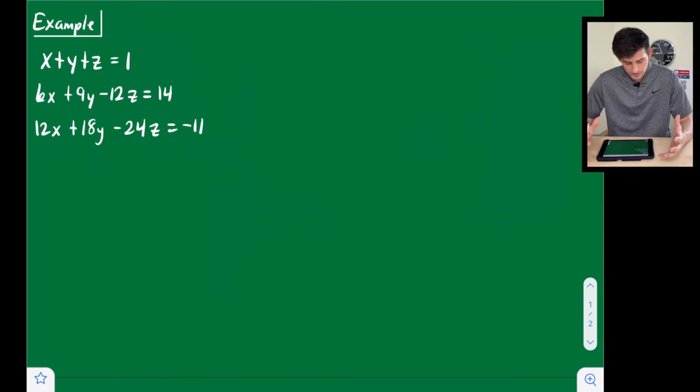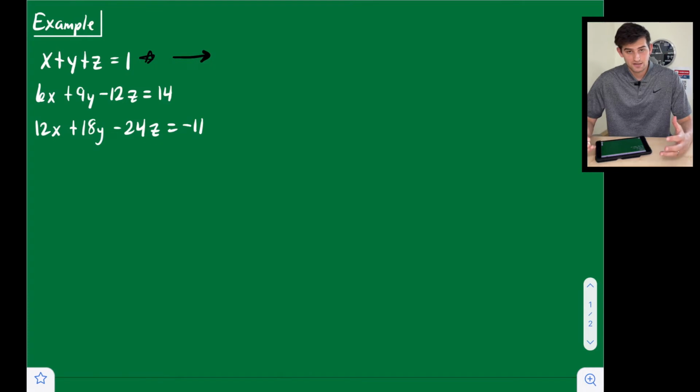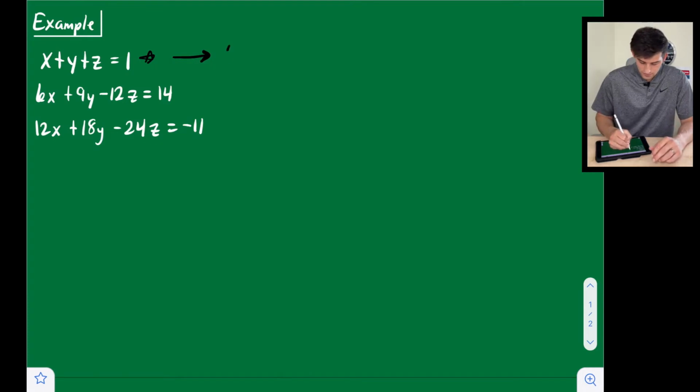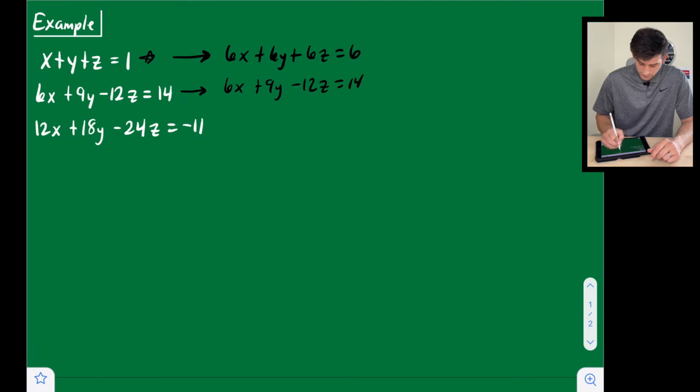So I have my three equations here, and my goal is to write them as two equations with two variables. The first thing I see is I have an x, a 6x, and a 12x. So if I can take my top equation and multiply it by 6, then I can eliminate the x variable. So let's call this 6x plus 6y plus 6z equals 6. And now let's just write this equation as is, and we're going to eliminate here. So 6x plus 9y minus 12z equals 14.